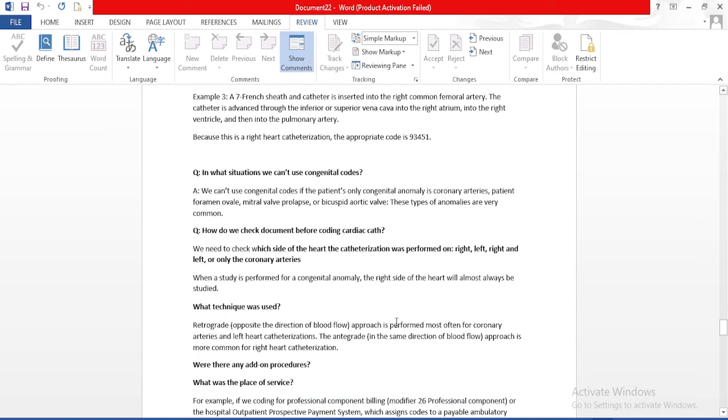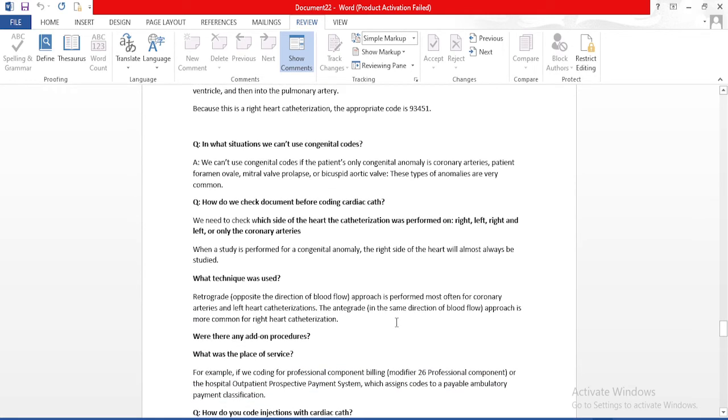Next question. In what situations can't we use congenital codes? Answer. We can't use congenital codes if the patient's only congenital anomaly is in the coronary arteries, patent foramen ovale, mitral valve prolapse, or bicuspid aortic valve. As these types of anomalies are very common, we will not consider them congenital defects. So we can't use congenital codes for these defects.